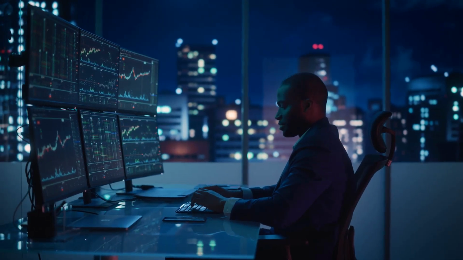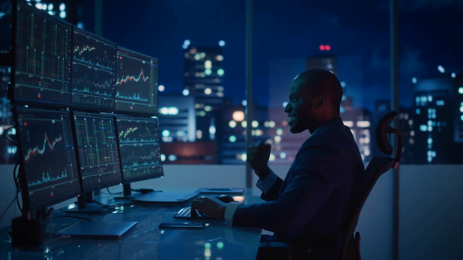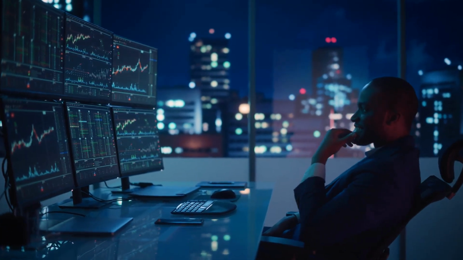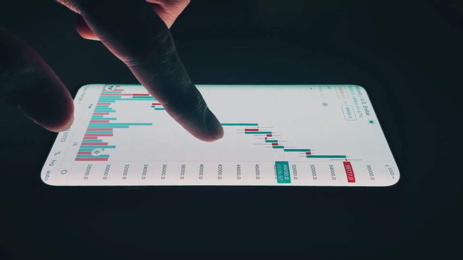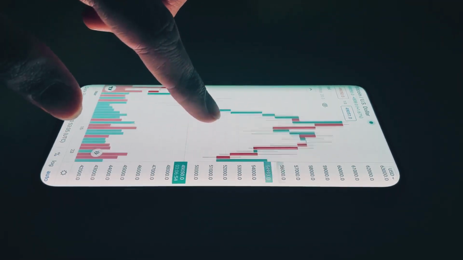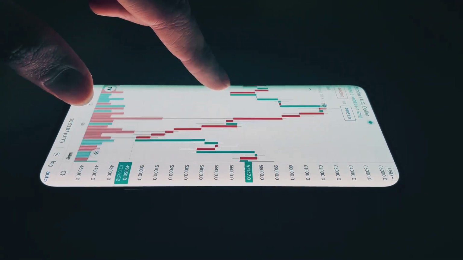Section 5. Risk management and Fibonacci retracement. Protecting profits and identifying opportunities. Risk management is crucial in trading to protect capital and minimize losses. Setting stop-loss orders and using the risk-reward ratio are key strategies.